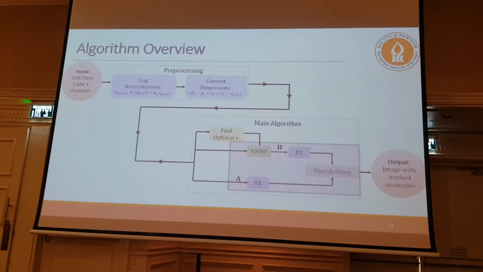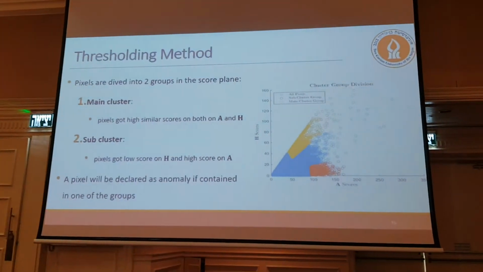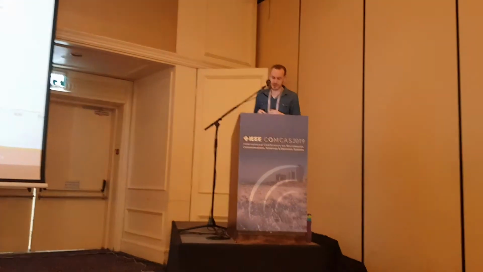Okay, so this is again the overview of our algorithm. Now, after we got the result of the reduced data, we apply the RX detector both on the reduced data H and over the old data A. And now I will explain how we choose our thresholds. So we presented each pixel in the score plane of the RX detector results. The y-axis is the results of the RX detector applied on the reduced data, and in the x-axis, we are seeing the results of the RX applied on the old data.